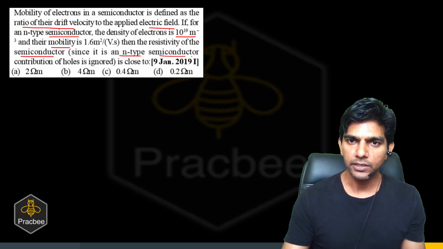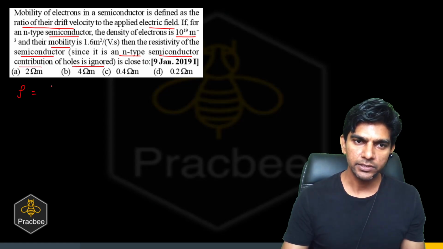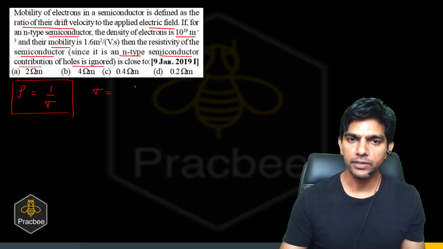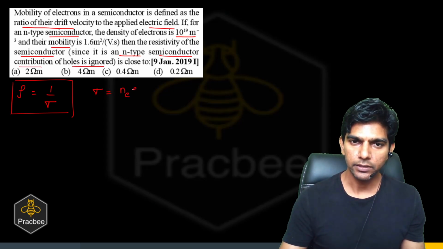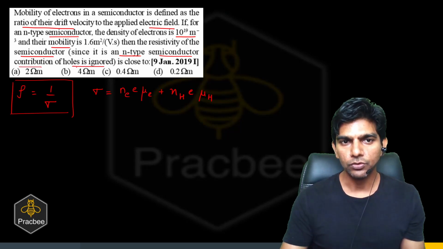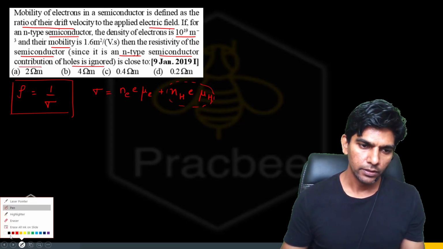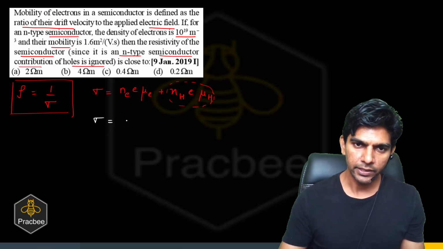Since it's an n-type semiconductor, the contribution of holes is ignored. So we need to find the resistivity of the semiconductor, and resistivity is the reciprocal of conductivity. So we should remember this. And we know that conductivity of a semiconductor is given by n_e e mu_e plus n_h e mu_h. And in the question we have clearly mentioned that we should ignore holes, so we can take this second term to be 0. If the second term is 0, we'll have sigma as n_e e times mu_e, and we can say resistivity will be 1 upon n_e e mu_e.